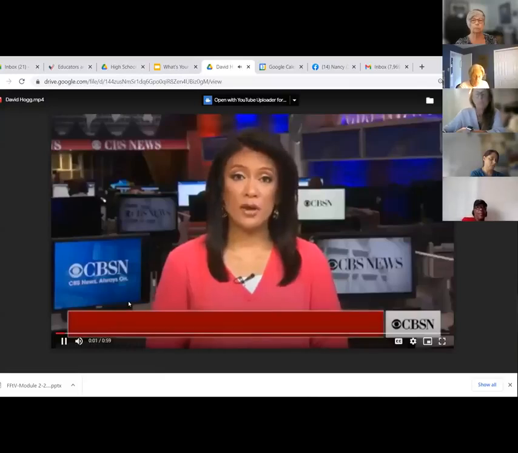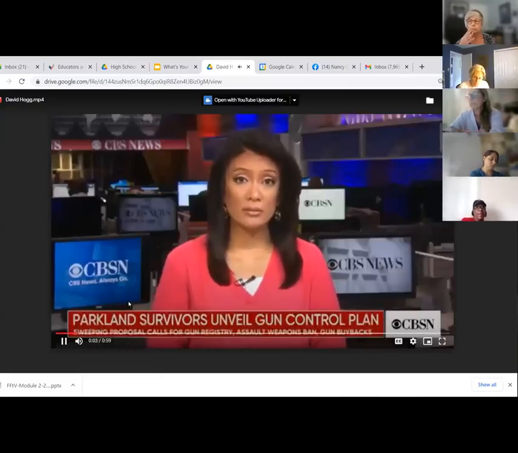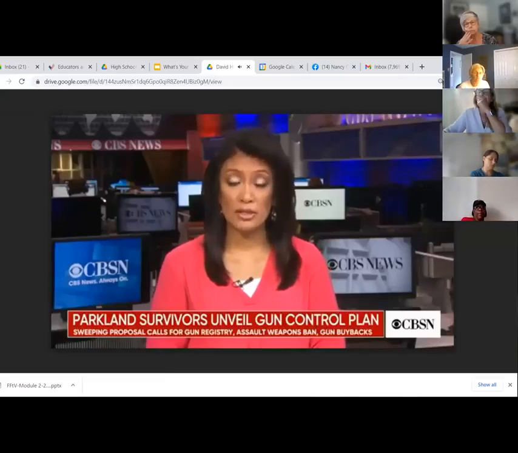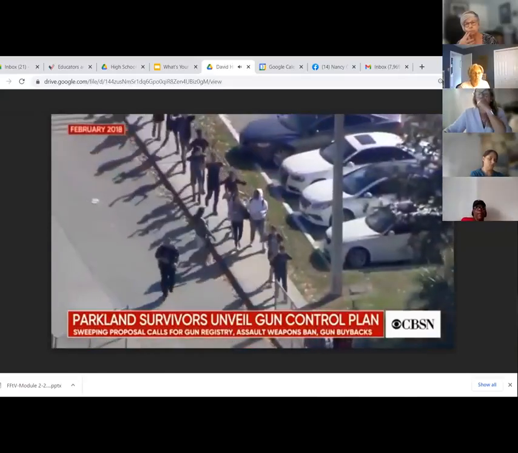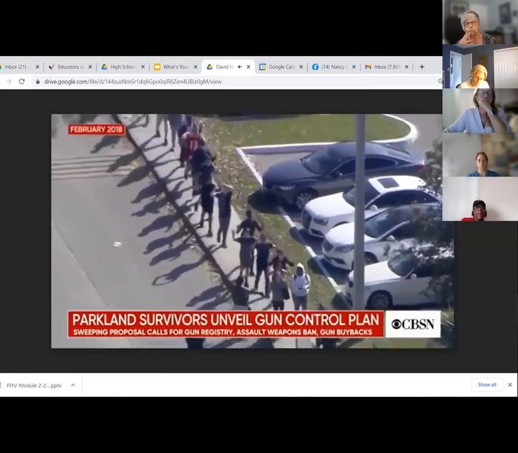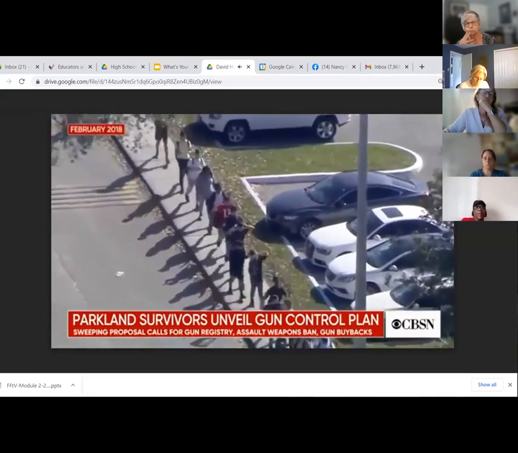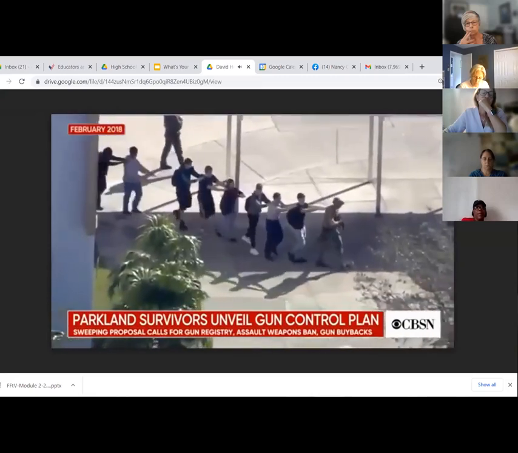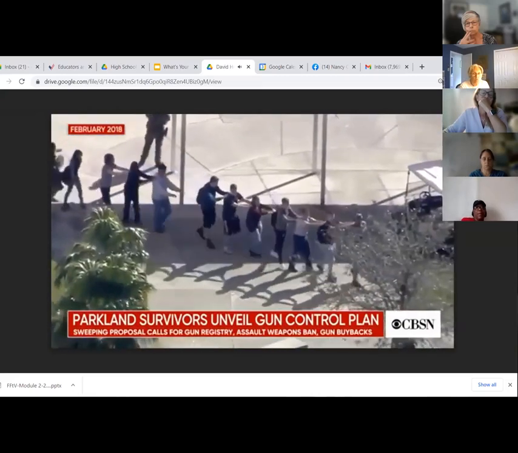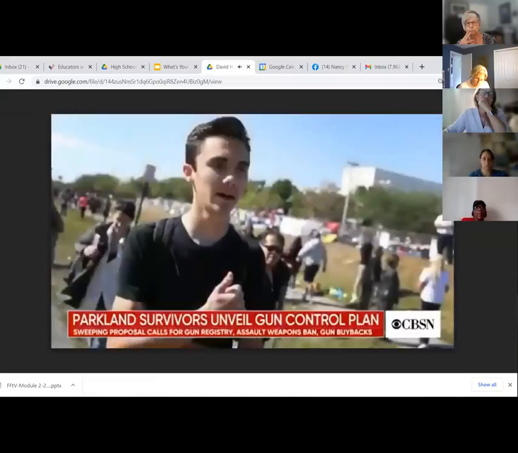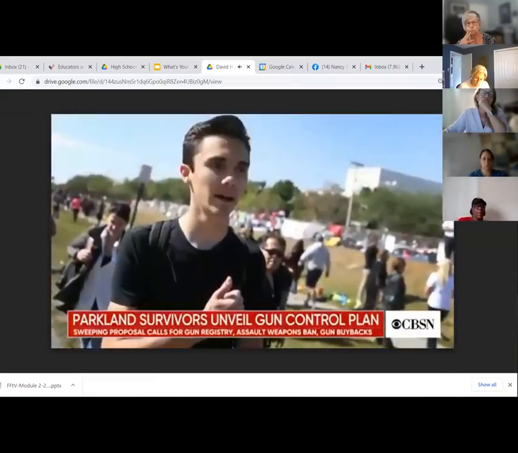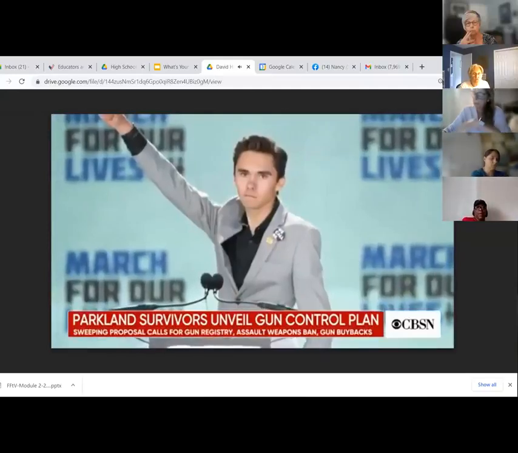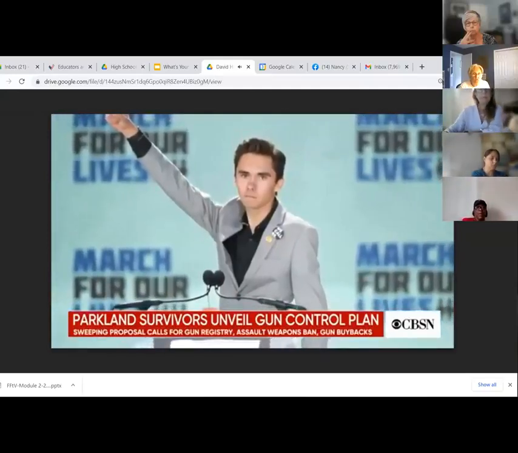President Trump acknowledged Wednesday that gun deaths are a public health emergency, but he sent mixed messages on background checks in recent days. Now, some survivors of the February 2018 shooting at Marjory Stoneman Douglas High School in Florida are introducing their own plan for sweeping gun control legislation. Our Paula Reed spoke with David Hogg, a survivor of the shooting and one of the founders of the March for Our Lives movement. She asked him about the group's proposal.